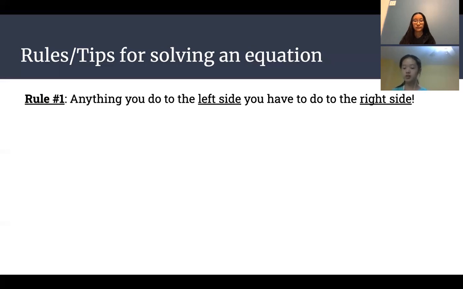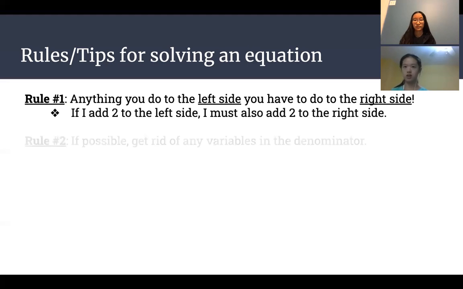But let's say you add 2 to the left side, but you don't add 2 to the right side. Then if you simplify it, you'll find that the equation ends up saying 7 equals 5, which is not true at all. So this is why whatever you do to the left side, you have to do to the right side when solving an equation.